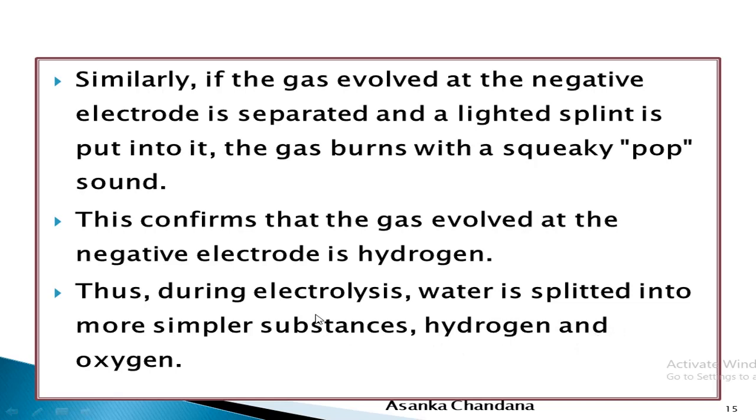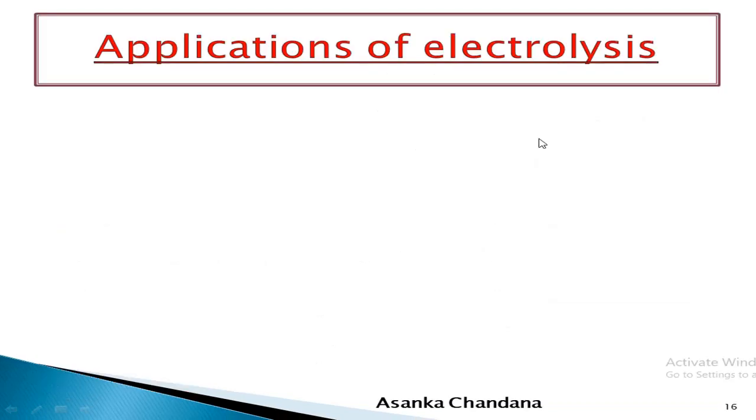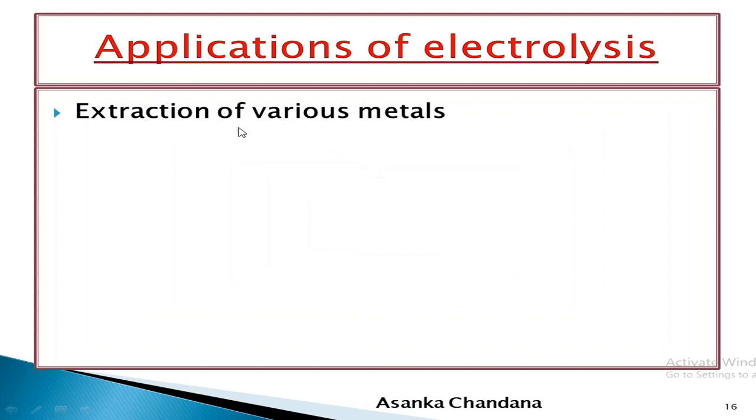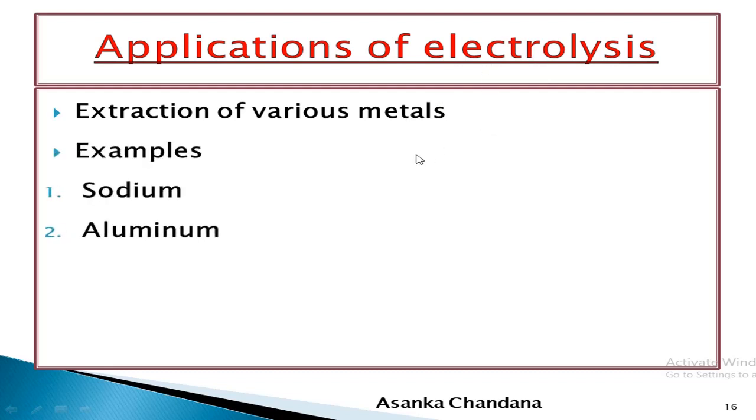Right, now we have learned what electrolysis is. Now we will learn about the applications of electrolysis. Electrolysis can be used in various fields and applications. The first one is extraction of various metals. What are the metals extracted by electrolysis? For example, sodium and aluminium.